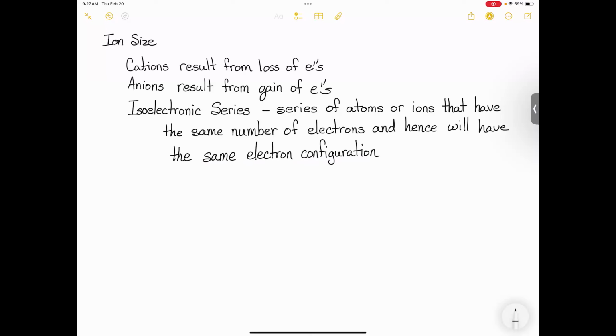With respect to ion size, I'm mainly going to focus on the isoelectronic series, simply because it is going to be the most straightforward. To be quite blunt, it is the one that is the most straightforward. So before I get into the description of the ion size, I want you to just use your imagination.